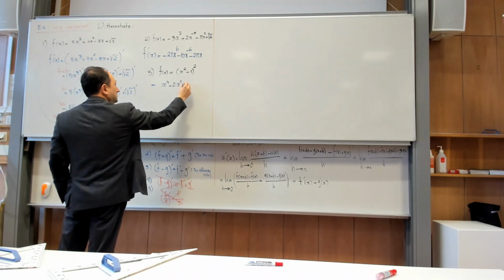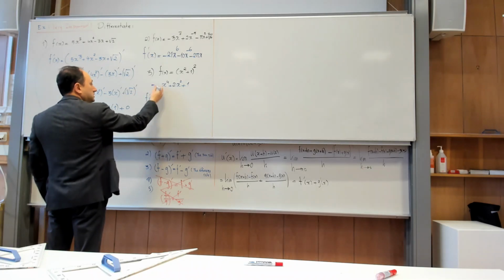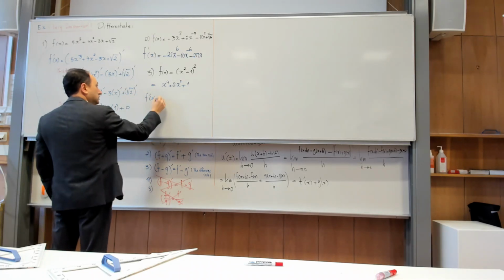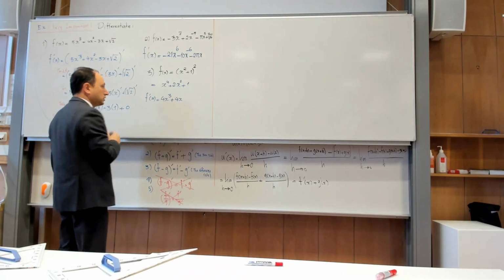And then 1. And now you are ready to differentiate, and do it quickly. What is the answer to the first part? 4x to the 3, and then 4x, and finish. That's the derivative.